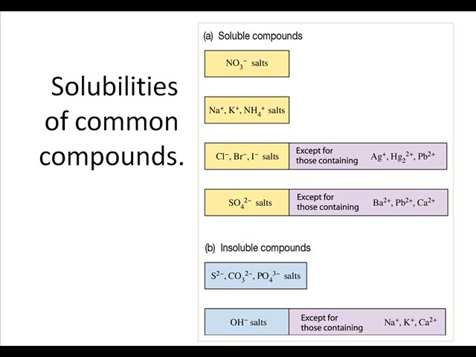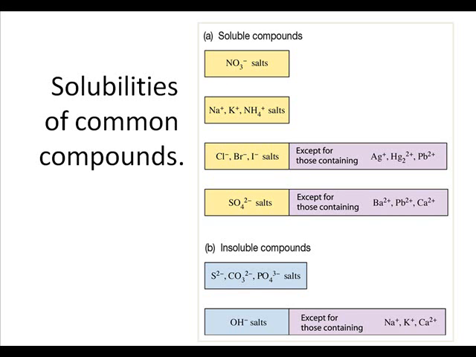Skip down, SO4 minus 2, that's going to always dissolve. It's soluble except when SO4 minus 2 is in fact forming a compound with Ba, Pb, or Ca. So you can read this chart and predict in advance what in fact should form a precipitate and what should not. Now let's get down to part B.